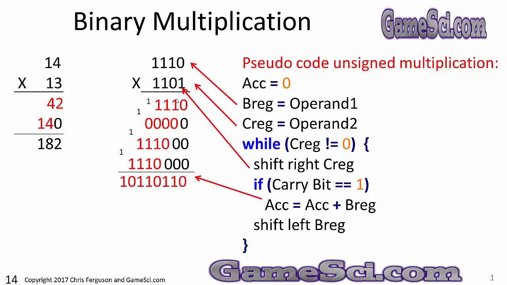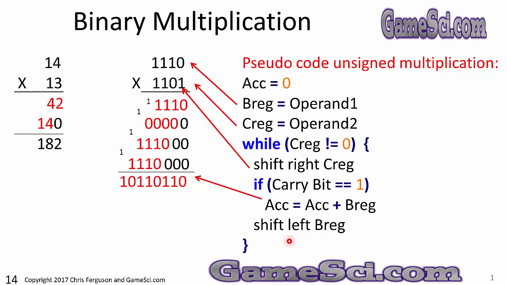The C register currently has a 1 1 in it. So I'll shift right the C register. When I shift right the C register, that one right there will go into the carry bit. In the carry bit, it's a true statement. So I'm going to come in here and say the accumulator equals the accumulator plus the B register. The accumulator has this value. The B register has that value. I'm going to add these two together and store the result into the accumulator.